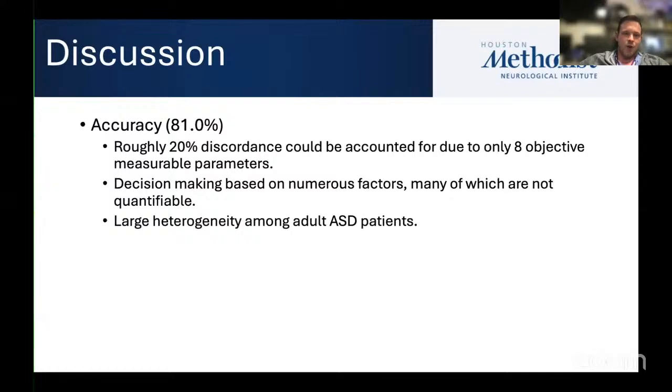And in terms of why their accuracy theoretically wasn't 100%, there's a lot of non-objective measurements that go into selecting what you would choose for UIV, like patient health, patient expectations, various factors that you can't really easily put into an algorithm. And then also just the very large heterogeneity among the spinal deformity patients. So overall, in that context, I thought 81% was pretty reasonable.